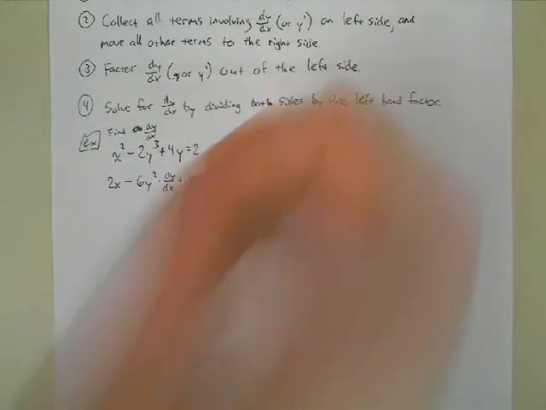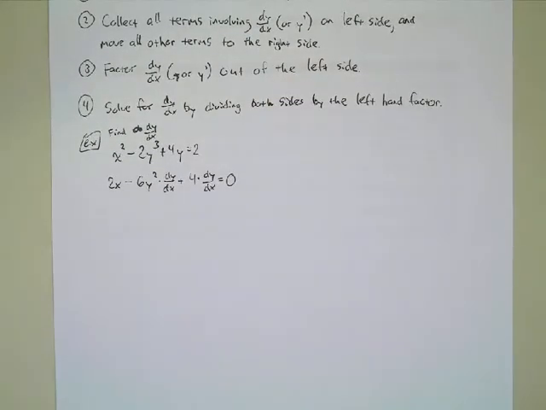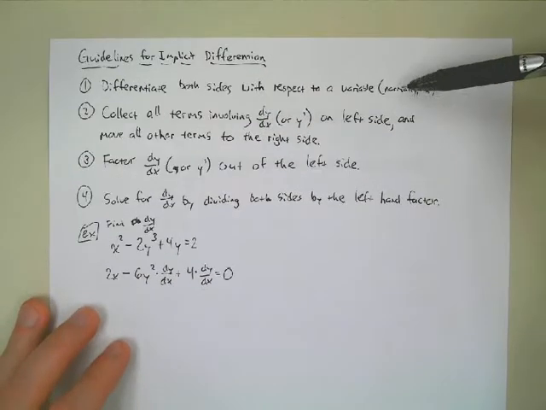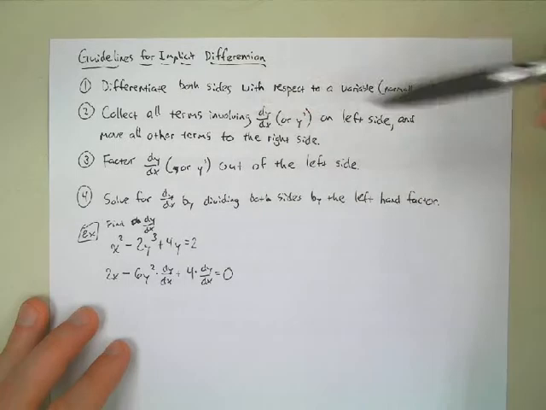Okay, so now we've taken the derivative, but we have not done what the directions are asking for. The directions ask to find dy dx. We have taken the derivative, but do we have dy dx equals something? No. So we have to isolate those dy dx's. That's where step 2 of our guideline comes in. Number 1, we did that. Check. We differentiated both sides with respect to a variable, in this case x. We want to collect all terms involving the dy dx or the y prime on the left side and move all the other terms to the right side.